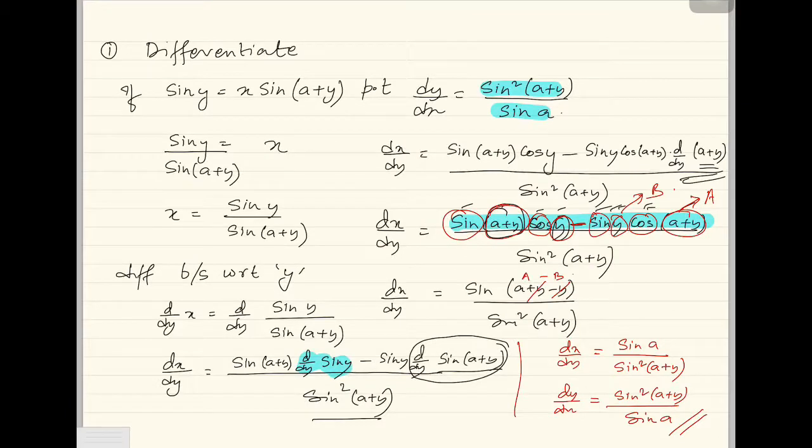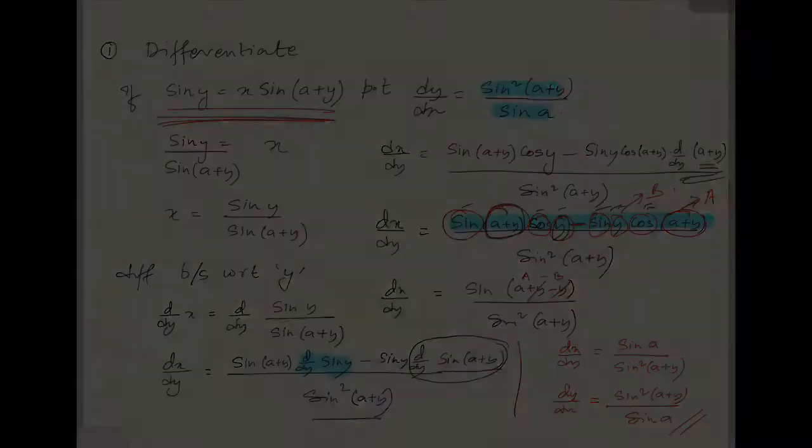I have solved it the opposite way and just inverted it in the end, because I created dx by dy and then just flipped it to get dy by dx. So this method would also be correct. Also, if you want to directly do it by differentiating both sides with respect to x, it's absolutely correct.